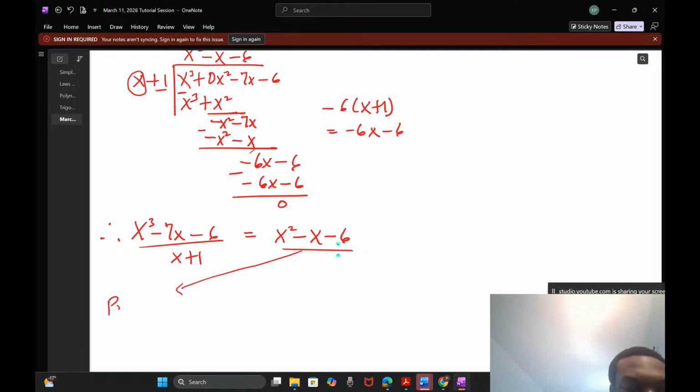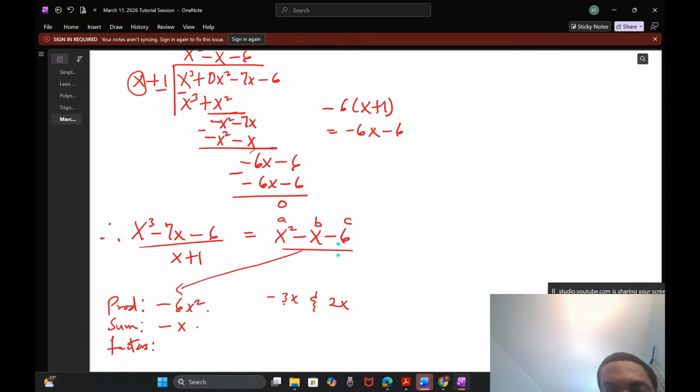So the product is a times c. This is a, this is b, this is c. So a times c is x squared times minus 6, that's minus 6x squared, and the sum is b, the one in the middle, which is minus x. So we are looking for two numbers that if we multiply together will give us minus 6x squared, and if we sum them up will give us minus x. So let's try minus 3x and 2x. Okay. Minus 3x plus 2x will give us minus x. Minus 3x times 2x will give us minus 6x squared.